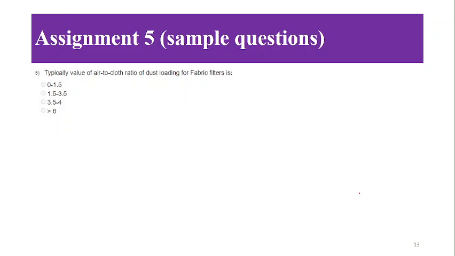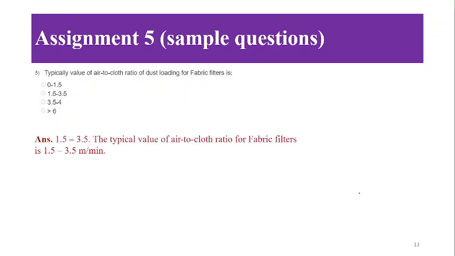Okay, so next question is, typically a value of air to cloth ratio of dust loading for fabric filters is. So in lecture 22, the typical values of air to cloth ratio is given and it is the second option, 1.5 to 3.5 meters per minute. So the correct option is the second option.